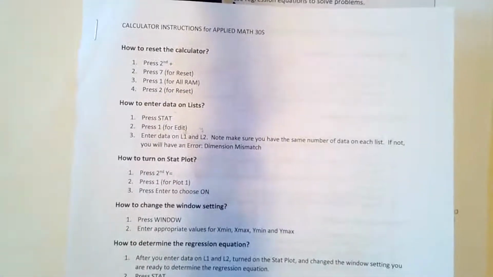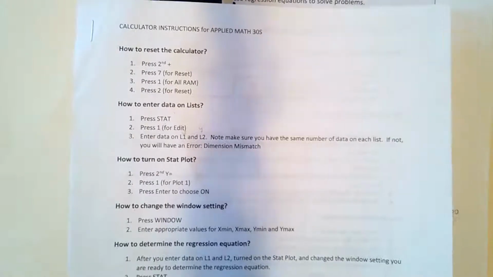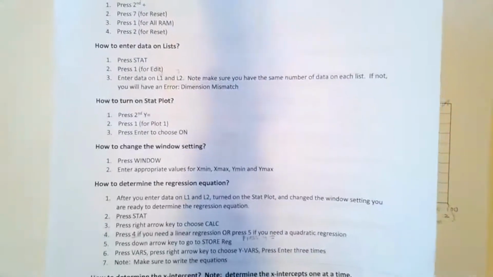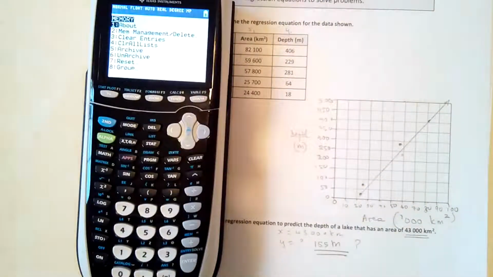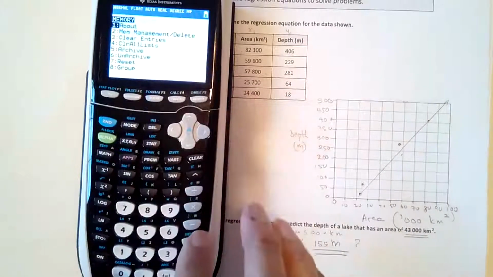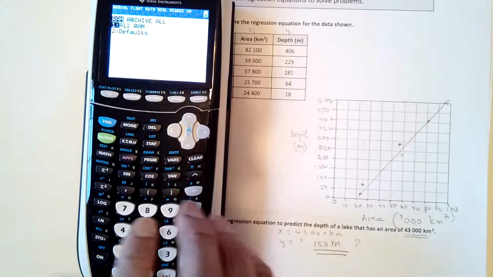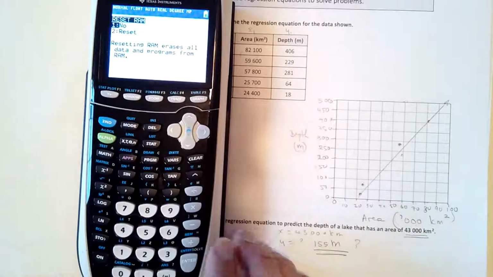Actually, more importantly, on this sheet here, the calculator instructions for applied math, I would suggest you use this sheet. It is much handier than the one in the textbook or your booklet. So I go second, plus sign is 7 for reset, and I press 1 for all, and then reset.